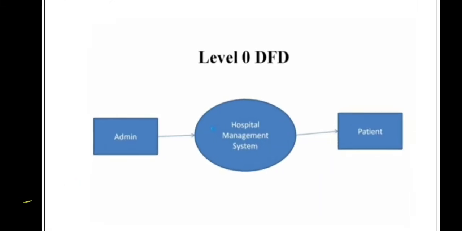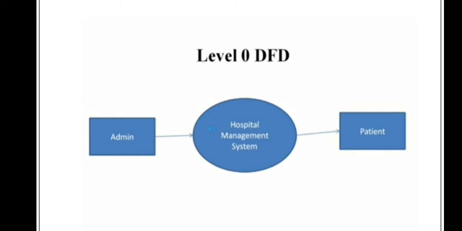So this is a level 0 DFD. Out here you can see there is an admin, and this round symbol means a process. The admin interacts with the hospital management system, since the arrow from admin is flowing to the hospital management system, and this hospital management system manages the patient. Here it contains all the details about the patient. Out here you cannot see the process being divided, so this is a level 0 DFD.